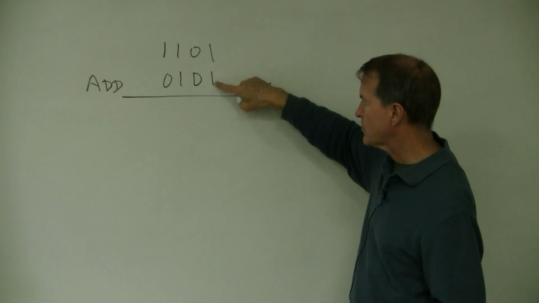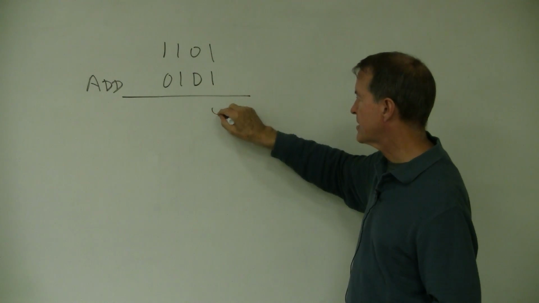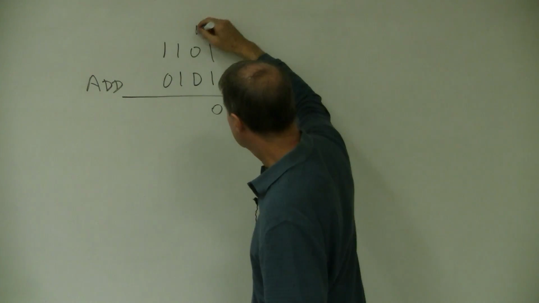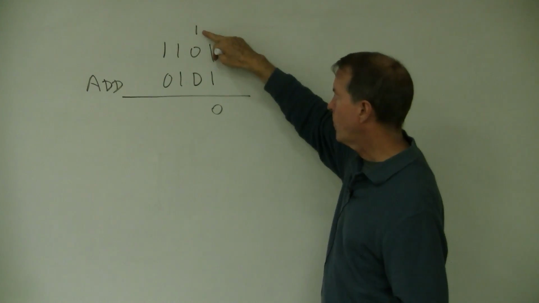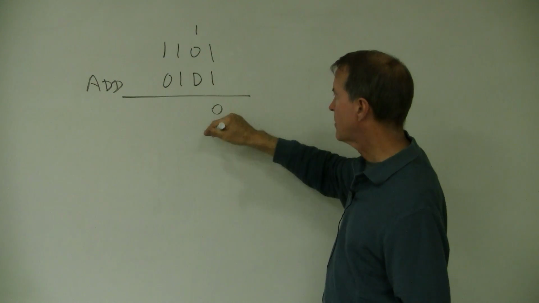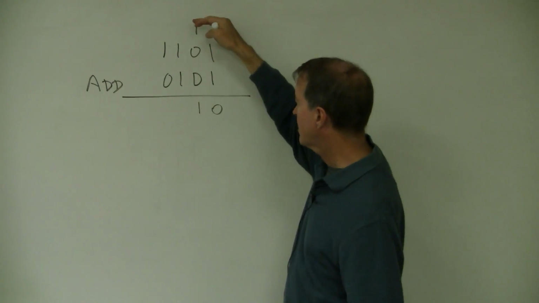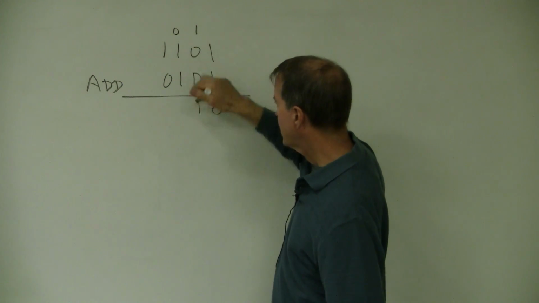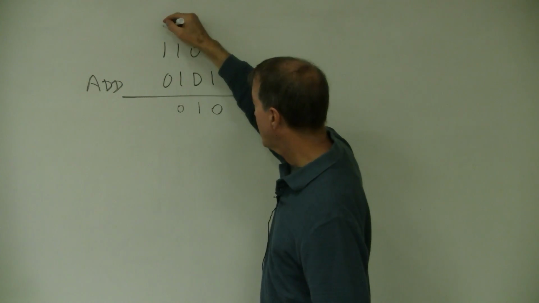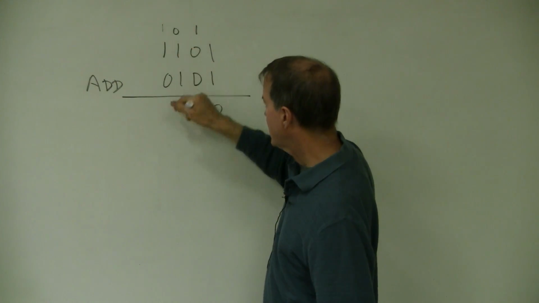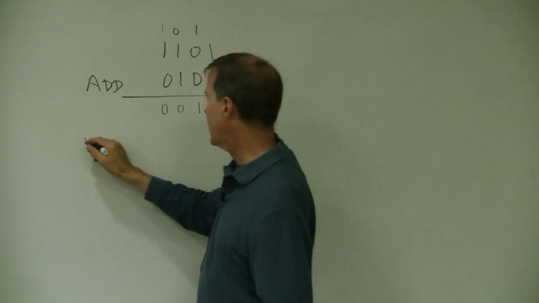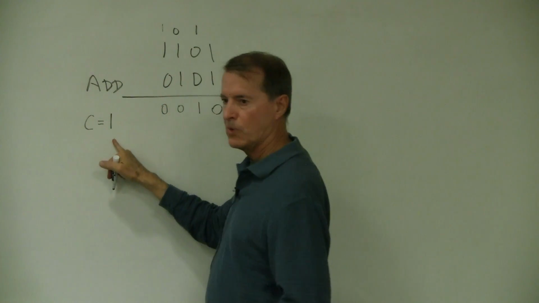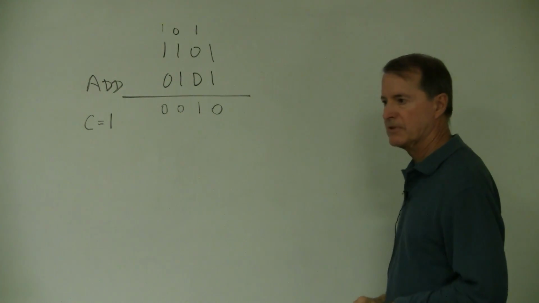1 plus 1 is what? 0, carry the 1. Do you guys remember that? 0, carry the 1. And then 1 plus 0 is what? 1. 1, carry the what? 0. 0 plus 1 is 0, carry the 1. 1 plus 0 is 0. And then what did we have out here? We had the C bit. The carry bit is 1. You remember how that worked?